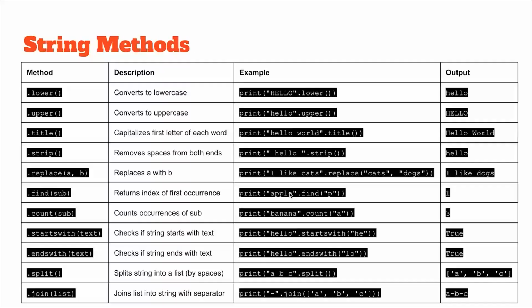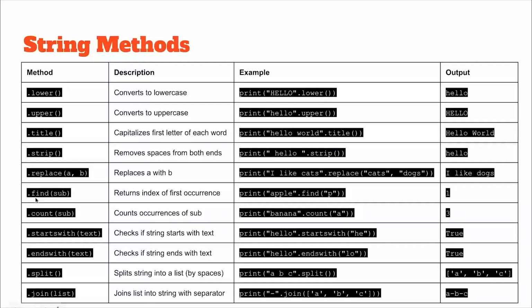There are a lot of useful methods to handle strings: lower, upper, title, strip, replace, find, count, and other things. You don't need to memorize everything at once, but you just need to know they exist and what is available. You can always look them up when you need them. Let me just explain a couple of these.